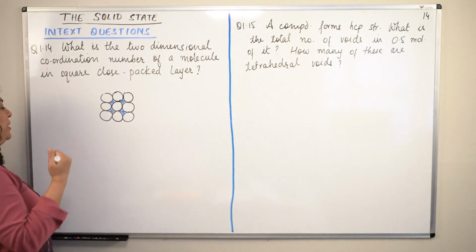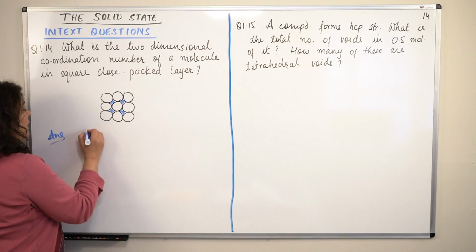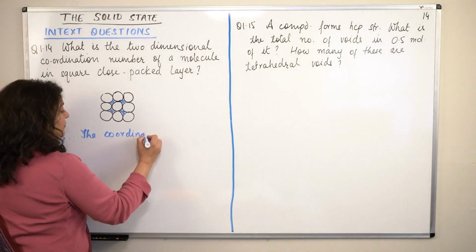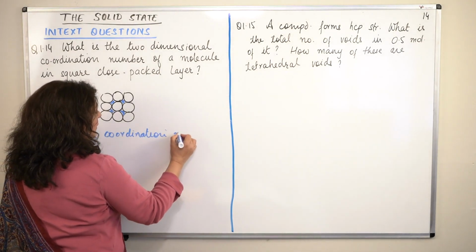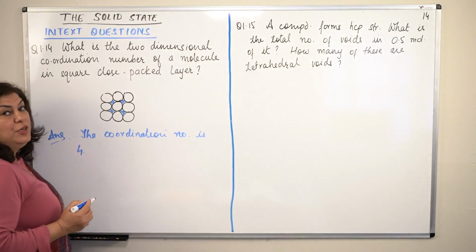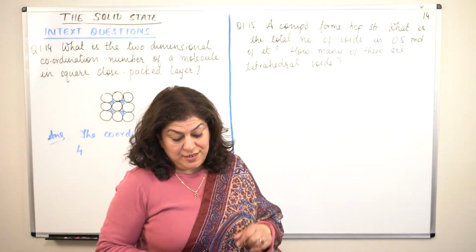Therefore, what is the coordination number? What's the answer for this? The answer of this question would be: the coordination number is 4 in 2 dimensions. So now we come to the next question.